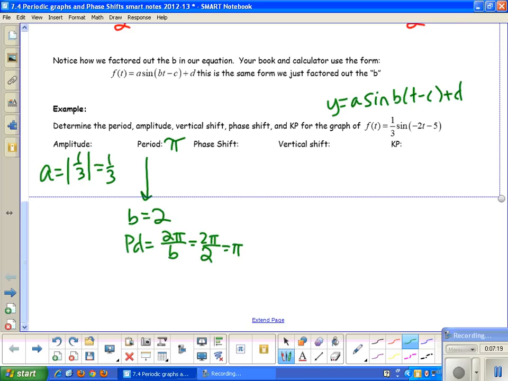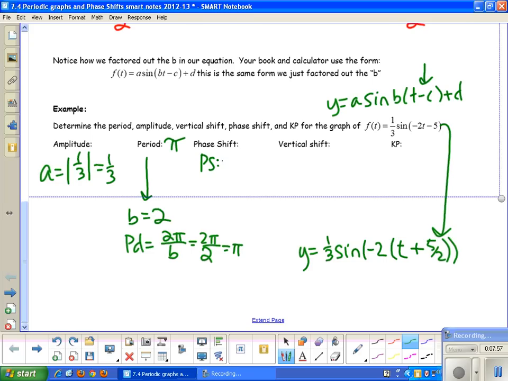My phase shift, if I want to find it, first I have to factor out my b value from the equation. So when I factor it out, I get y is equal to 1/3 times the sine of -2, which I'm factoring out, times t, and then minus minus would become plus 5/2. When you're factoring out, you're really just dividing it out. So that gives me a phase shift, and usually I do PS for phase shift, so if you see me write that, that just means phase shift. So the phase shift in this case, or if you want to write your C value, would be equal to, we're moving it to the left 5/2 because it's plus 5/2, and notice your equation is normally minus, so it's going to be minus 5/2, so that moves it to the left.